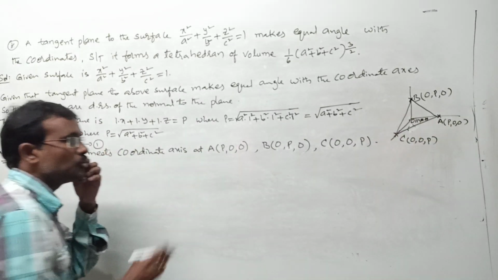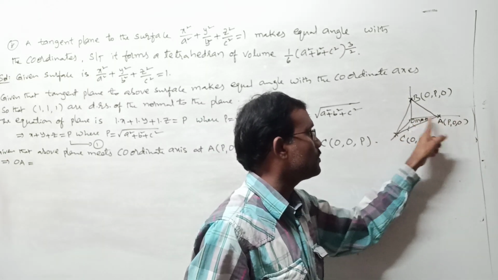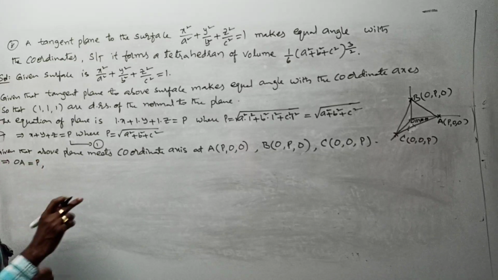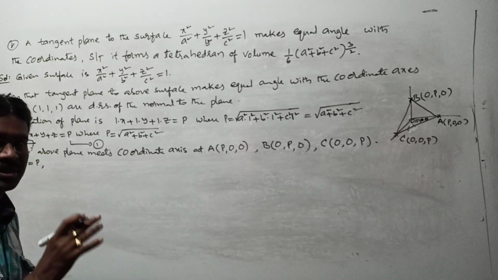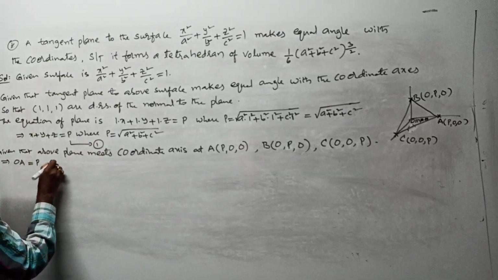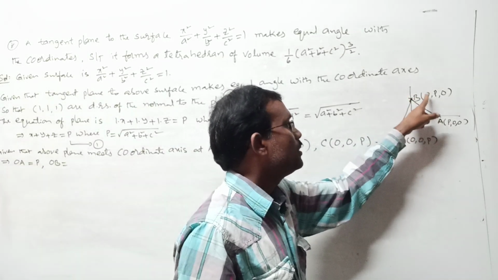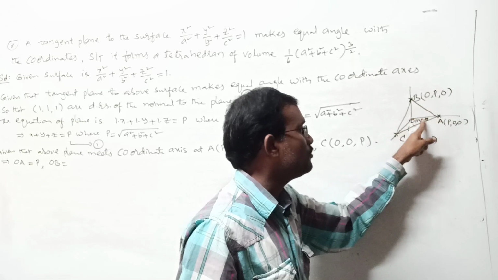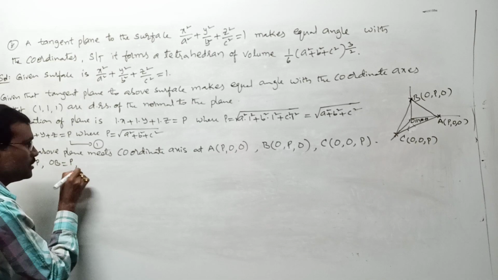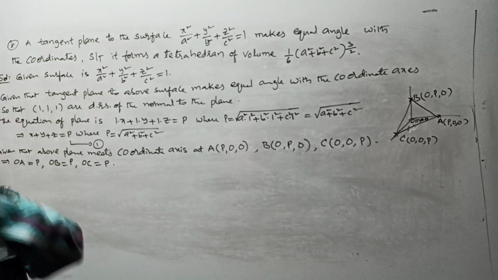It is OA, which is the root of (x2 minus x1) whole square plus (y2 minus y1) whole square plus (z2 minus z1) whole square. Directly I am writing: root of 0 square plus 0 square plus p square, I mean root of p square plus 0 square plus 0 square. Is it p or not? In a similar way, OB is the distance from here to here, using the same formula, root of p square, which is p. Similarly, OC is also p. Any doubt?